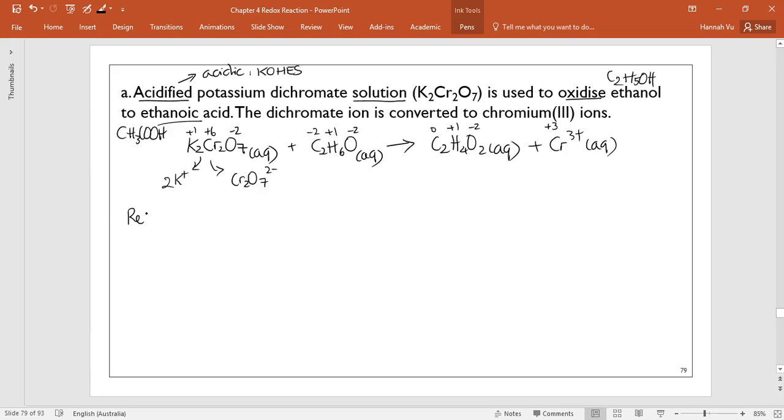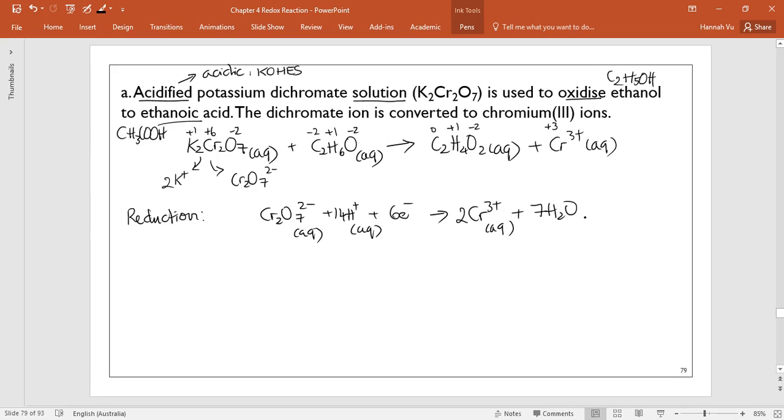Okay, so for my half equations, with reduction, I'm going to go with Cr2O7 2- going to Cr3+, and I'm just going to use H+ again. So key element, I need 2 of this. I need 7H2O, 14H+, and 6 electrons. You are going to write this particular half equation so many times this year that you will effectively memorize it. You never have to anyway.